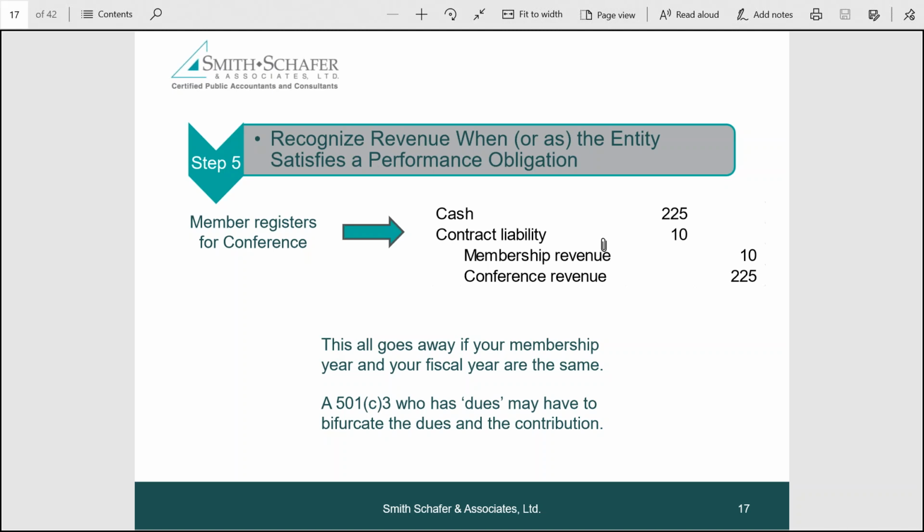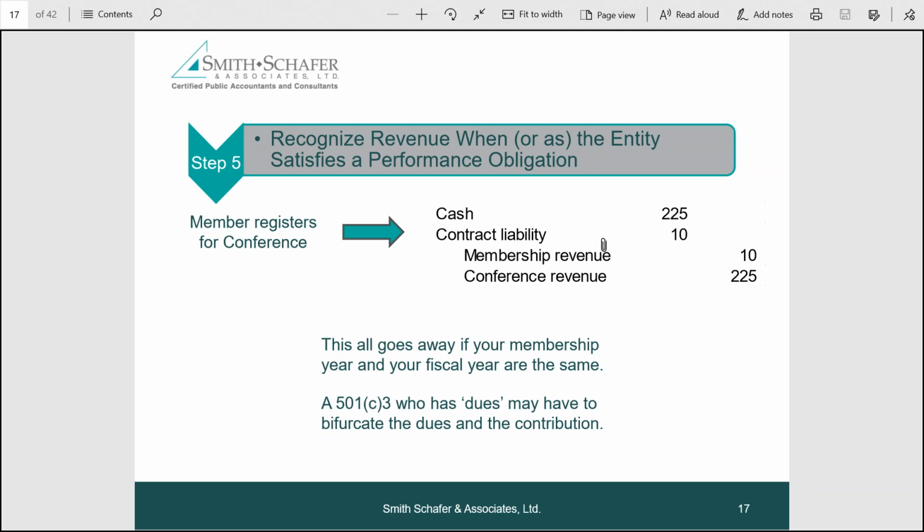The most important part of all of this, all these 5 steps, is probably the first sentence below the entry. All of this calculating and all of these additional journal entries can go away if your membership year is the same as your fiscal year. Because at that point, that contract liability will have been fully utilized at the end of the member year.